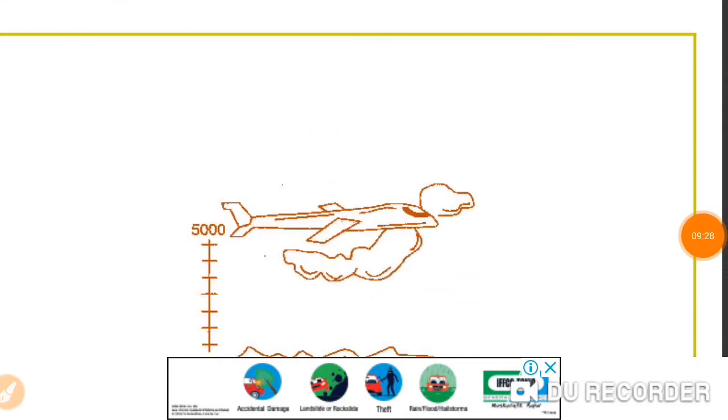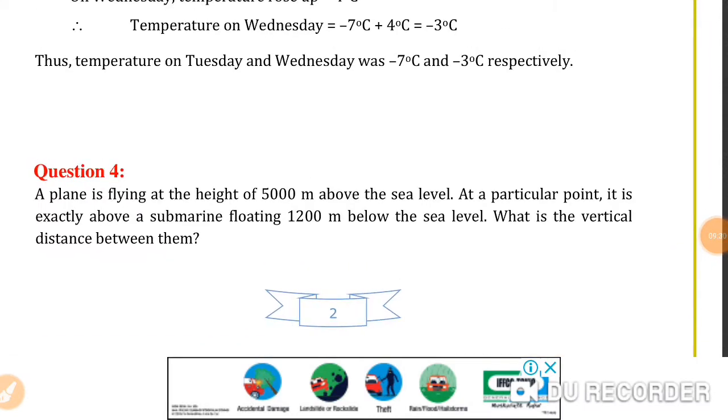A plane is flying at the height of 5,000 meters above the sea level at a particular point. It is exactly above a submarine floating 1200 meters below the sea level. What is the vertical distance between them?